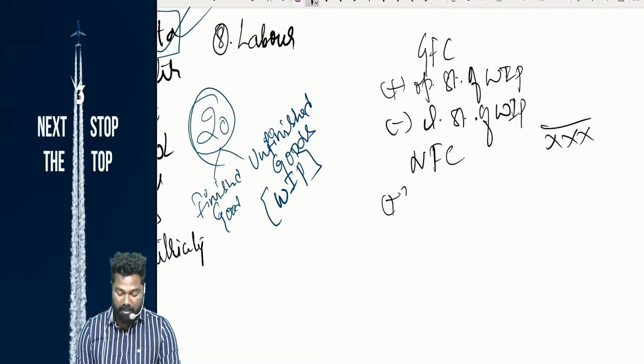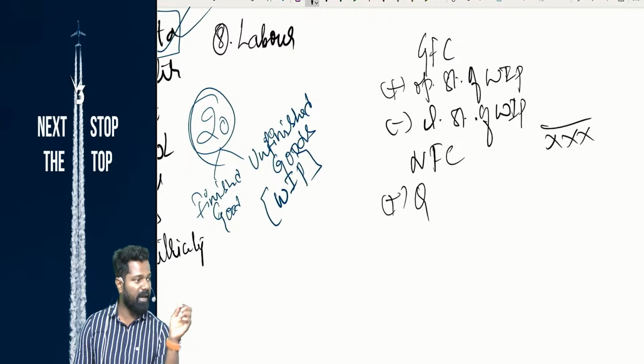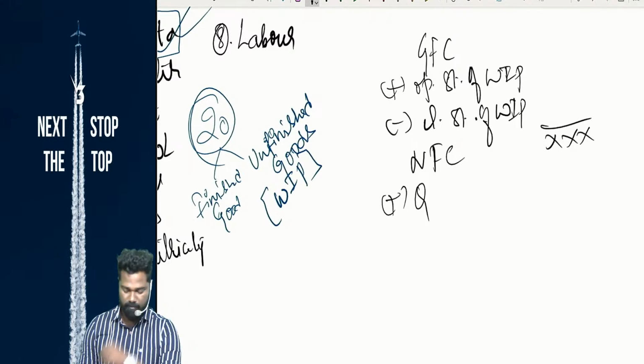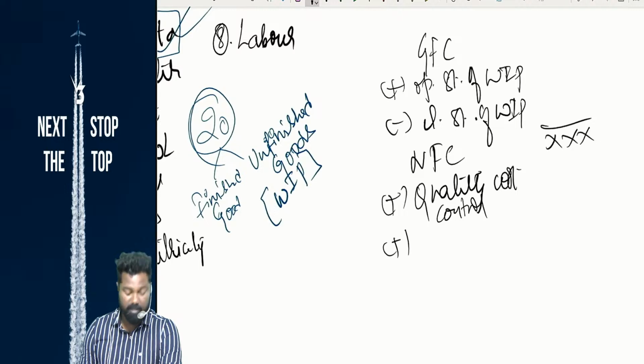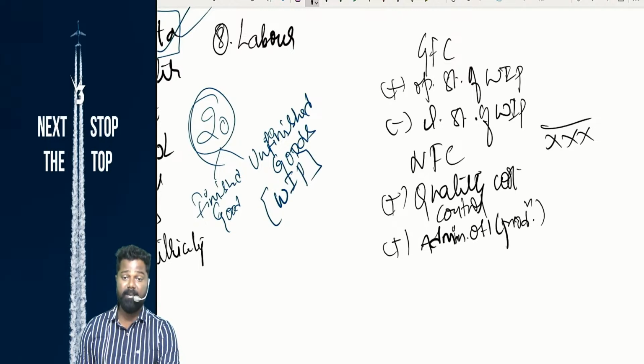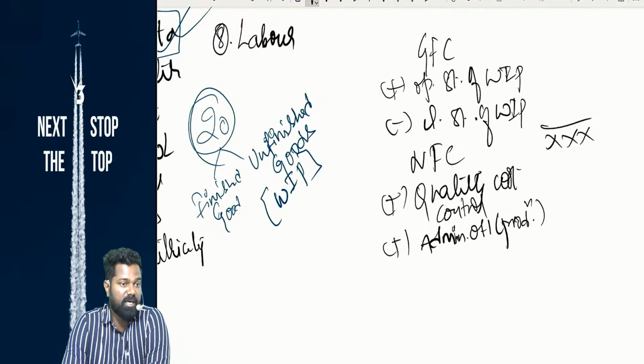Then we add up what? Quality control cost. Now are you clear about what is quality control cost? Quality control cost. Okay. उसके बाद what? Admin overhead. Admin overhead relating to what? Admin overhead, bracket में, production. Example बोलो, admin overhead relating to production.